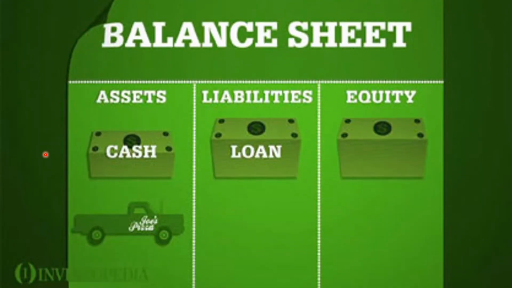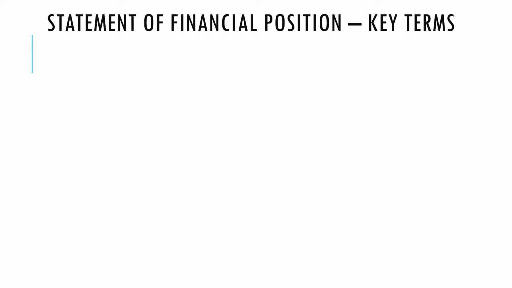Often you'll see a statement of financial position described as a balance sheet, and a balance sheet shows all the assets of a business, all the liabilities of a business, and therefore the worth, the final worth of a business. Now, to introduce this concept, there are some key terms that we have to be confident with and familiar with and be able to use.